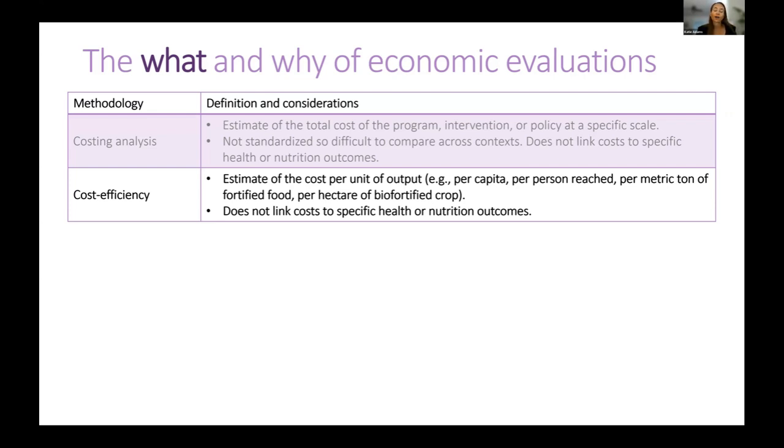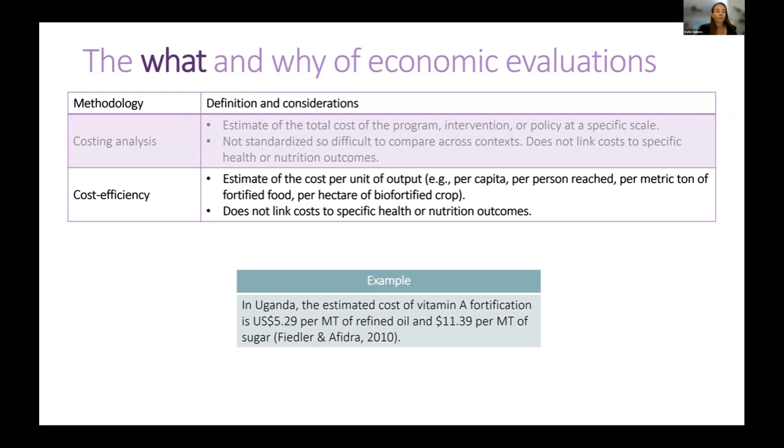And like total cost, this does not link cost to specific health or nutrition outcomes, but it does help make it possible to make more direct comparisons across different contexts, or as in this example, across different food vehicles. So in a study in Uganda, they estimated that the cost of vitamin A fortification is around $5.29 per metric ton of refined oil, while it's around $11.39 per metric ton of sugar.